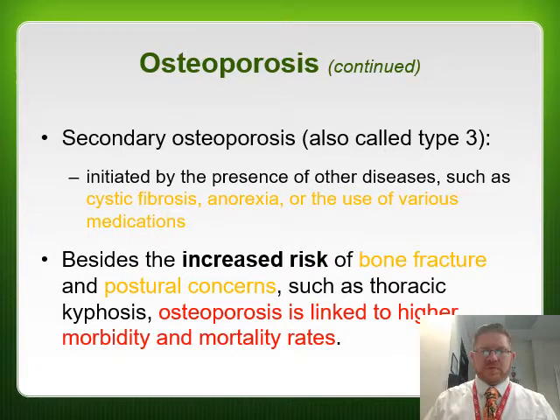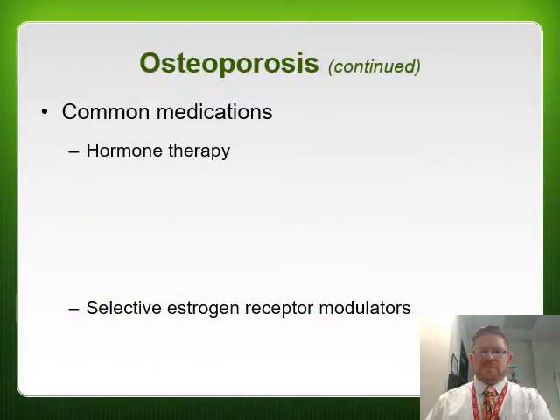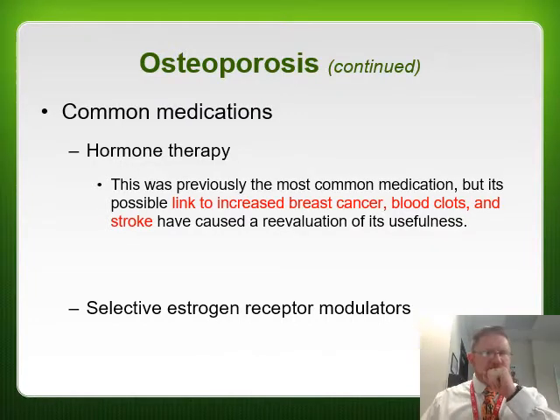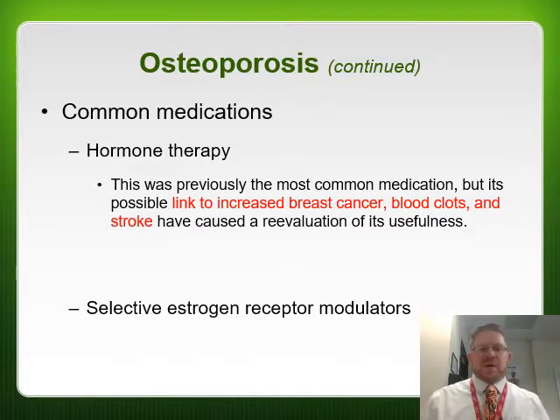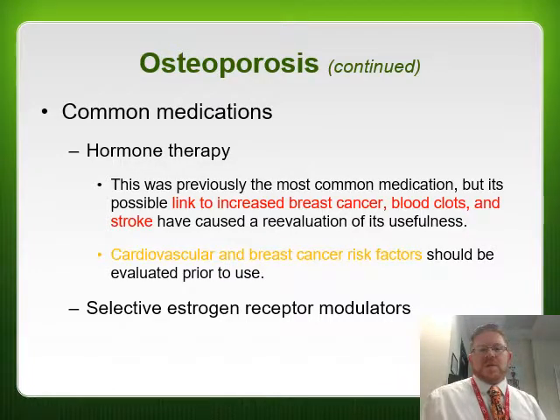Common medications for this: they've used hormone therapy. It used to be the most common medication, but that's changing a little bit because of the possible link to increased breast cancer, blood clots, and stroke. So this might not be the best way to go. Risk factors for cardiovascular disease and breast cancer should be assessed before you use any of this hormone therapy.